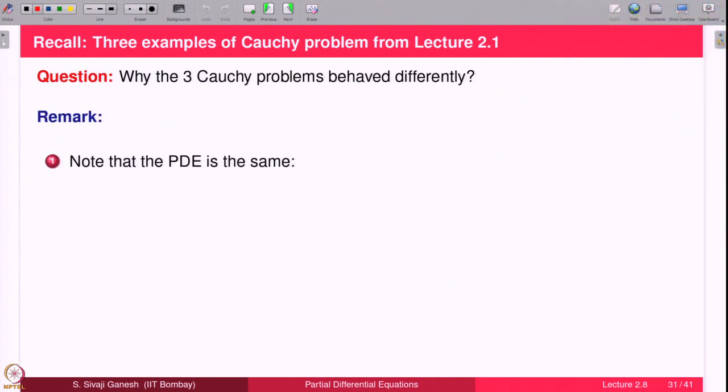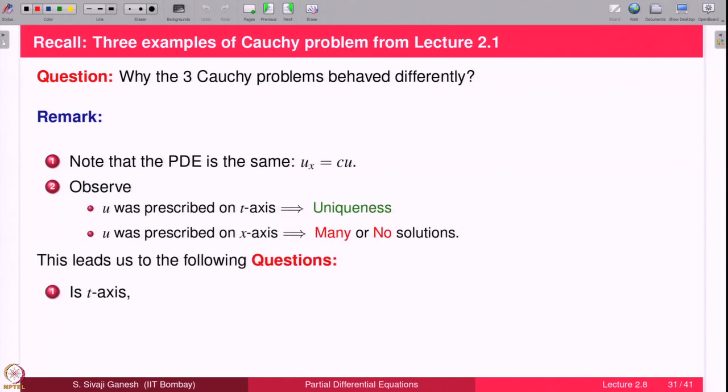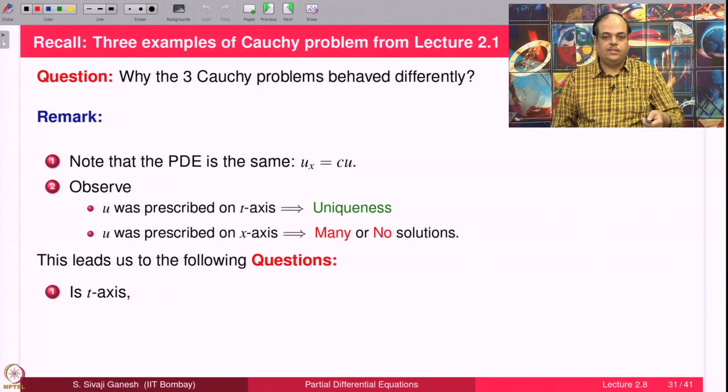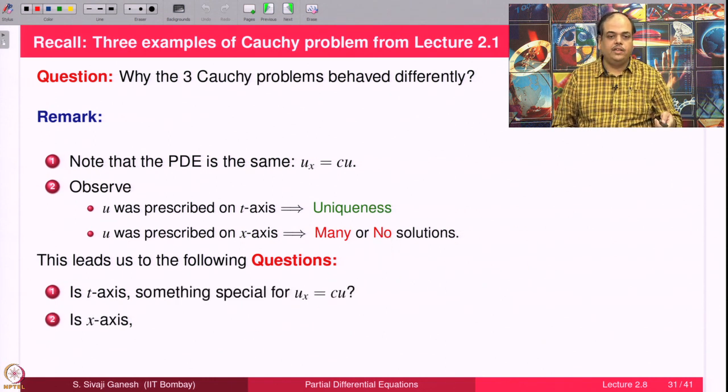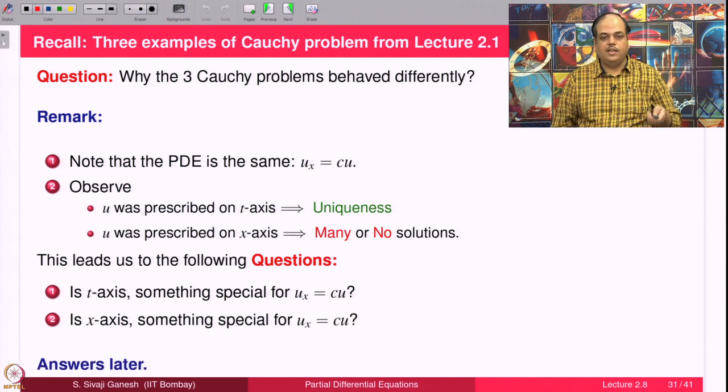Then we ask this question: why do they behave differently? The PDEs are the same, and on the t axis you have uniqueness, while on the x axis you may have many solutions or no solutions. Then we had this question: who is special, the t axis or the x axis? We said answers later, and now it is time for answers.